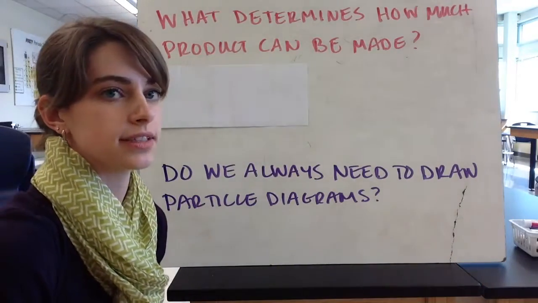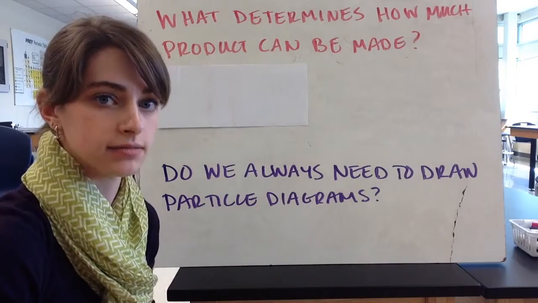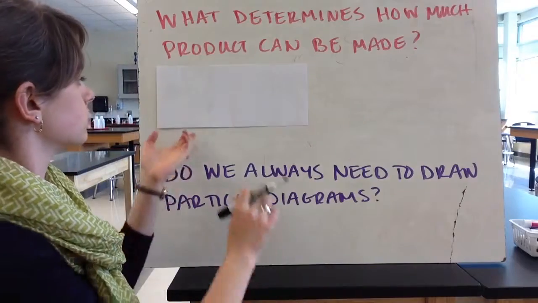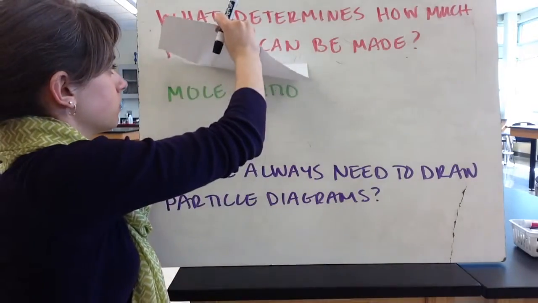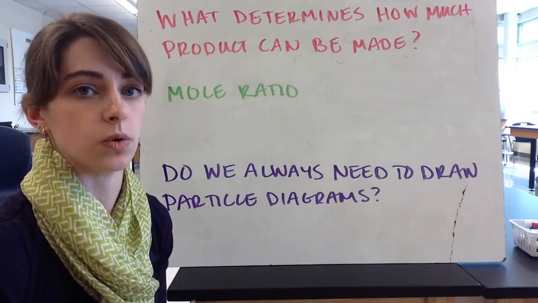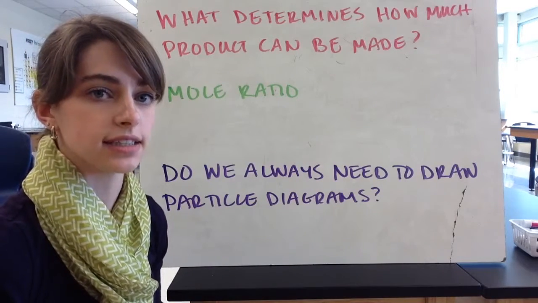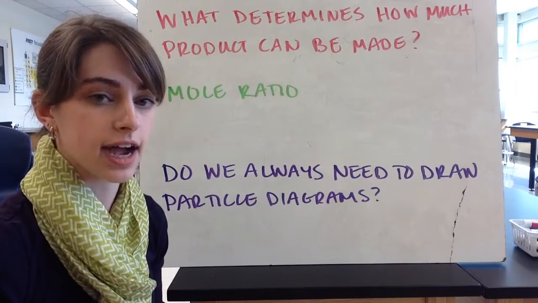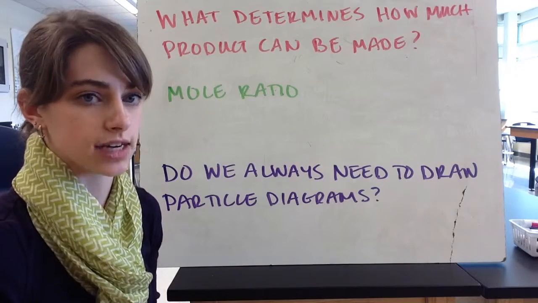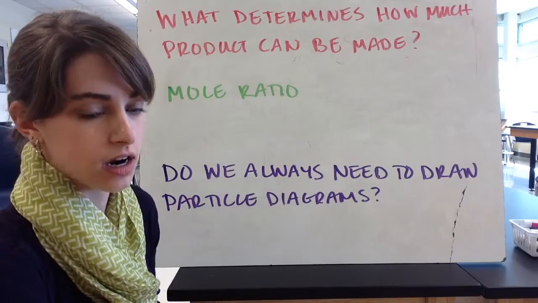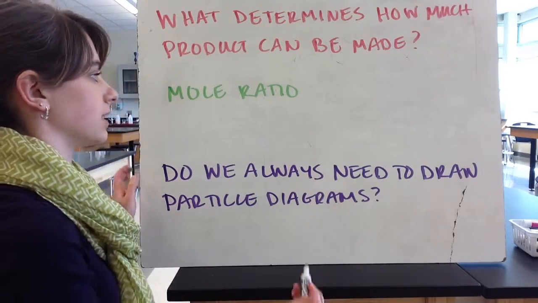So what determines how much product can be made? Discuss in your group, see what you guys come up with. It all comes back to that mole ratio, the ratio between the reactants and the ratio between the products. We can't make more waters because we ran out of hydrogens, even though we had leftover oxygen. We would have had to add more hydrogen. Our hydrogen then is our limiting reactant.